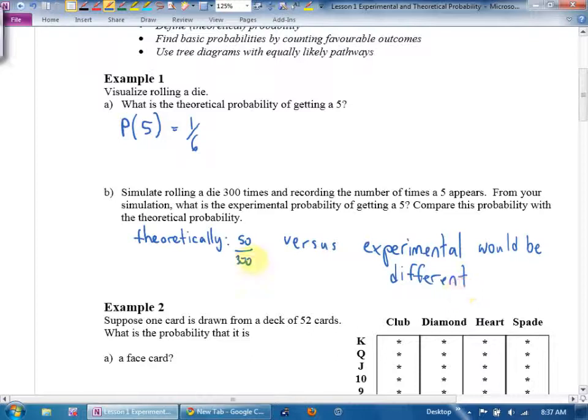Now, this is our theoretical probability, 1 out of 6. He said, if you rolled 300 times, you might not get 50 out of 300, 1 out of 6. If you rolled 3,000 times, you would get closer to 1 out of 6. If you rolled 3 million times, you'd get even closer to 1 out of 6. In fact, he said the more you do the experiment, the closer it approaches the theory.